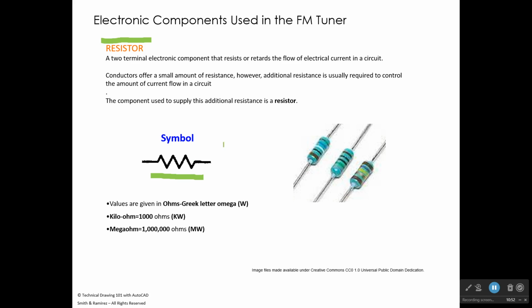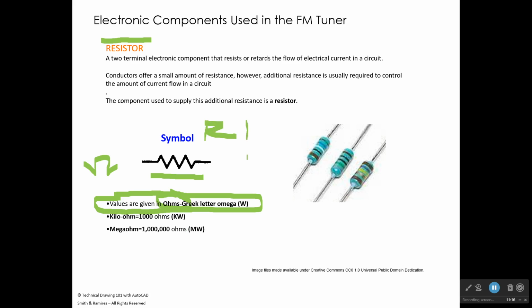Okay, so I want to give you a couple of examples of that. The values for a resistor are given in something called ohms, the Greek symbol omega. Whenever you have a resistor, you're going to label it. If it's the first resistor in your schematic, it may be labeled A1, and then it may say 100 ohms. That would be the value of the resistance provided by that resistor.